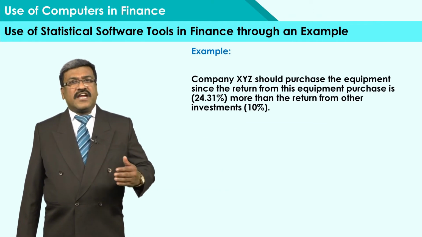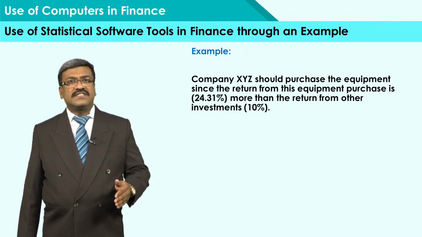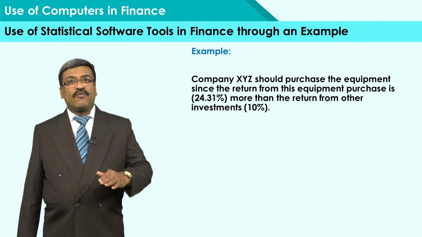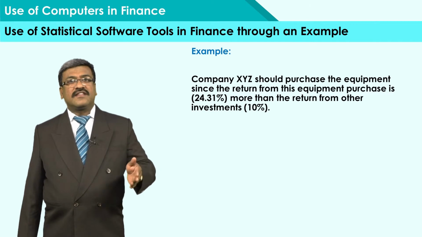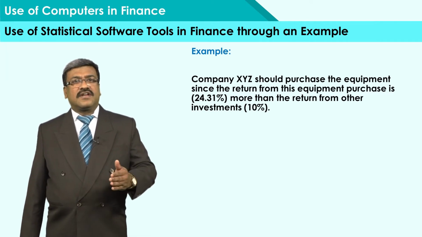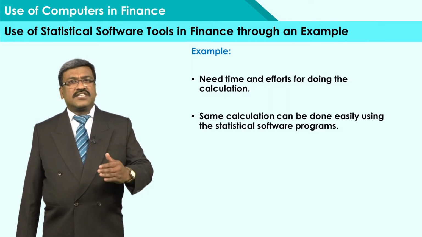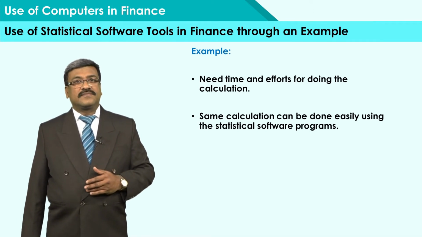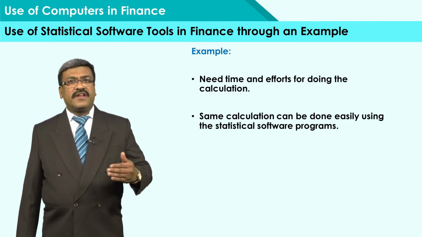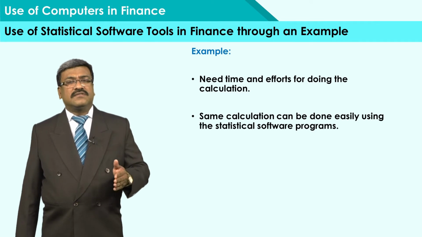From the financial standpoint, company XYZ should purchase the equipment since this generates a 24.31% return for the company, which is much higher than the 10% return available from other investments. Although the calculation seems to be small, it needs time and effort of a person who calculates. But the same calculation can be done easily using the statistical software programs available.